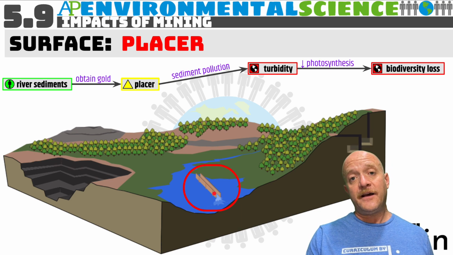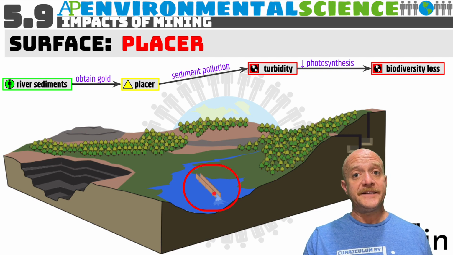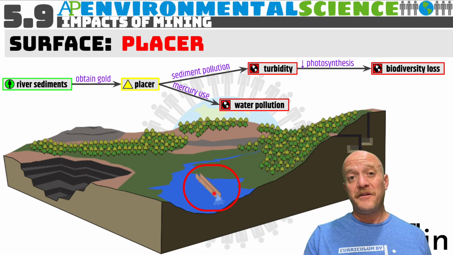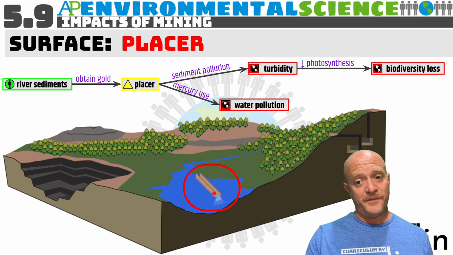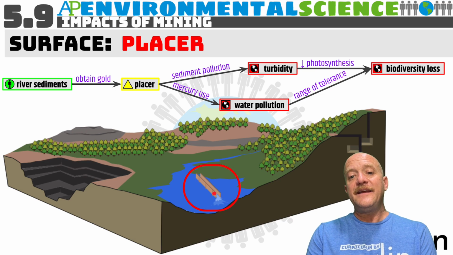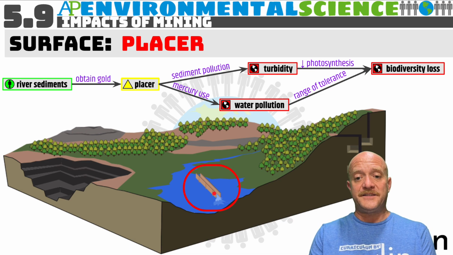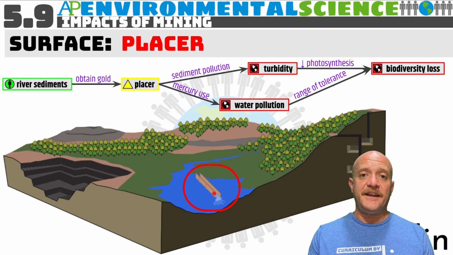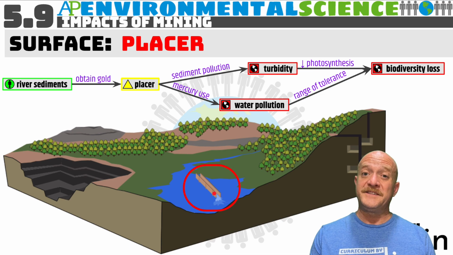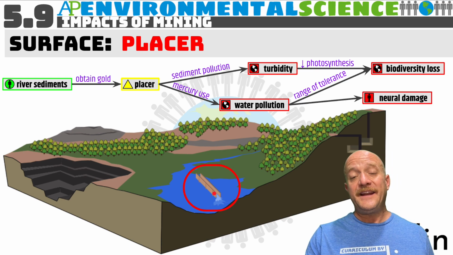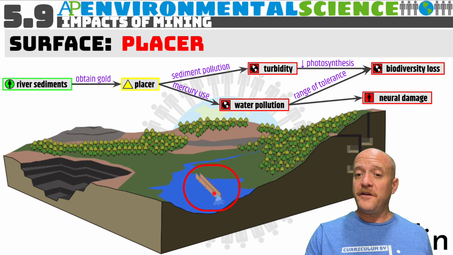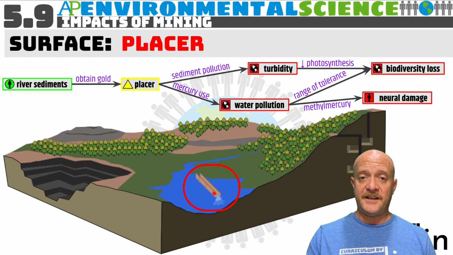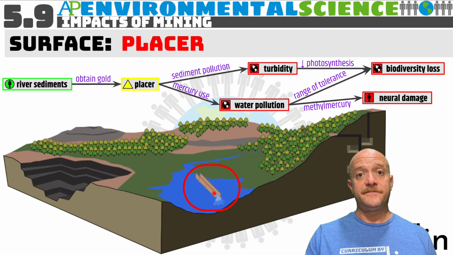Now, it can generate turbidity downstream because there is a lot of sediment pollution, and that can lead to biodiversity loss because photosynthesis is impacted. Also, it can lead to water pollution because there is mercury that is often used with placer mines, and that can impact the range of tolerance. Water pollution can impact the range of tolerance, causing many organisms to die out. And for humans, we can have neural damage because when mercury is in contact with water, it can become methylmercury, which is very toxic, causing neurological damage.